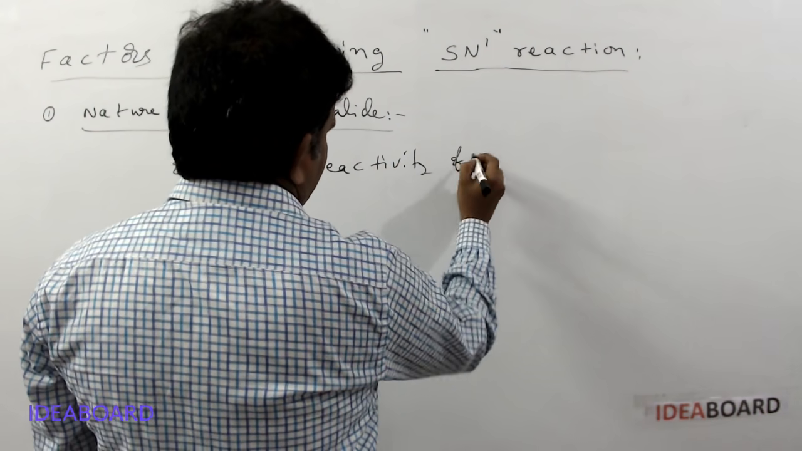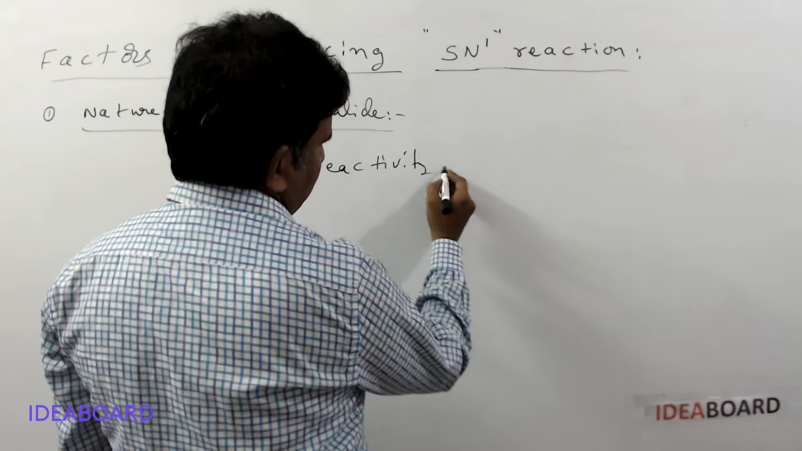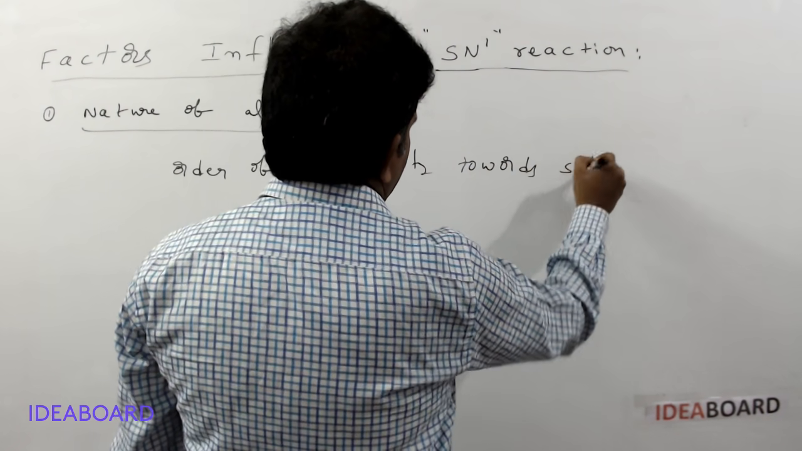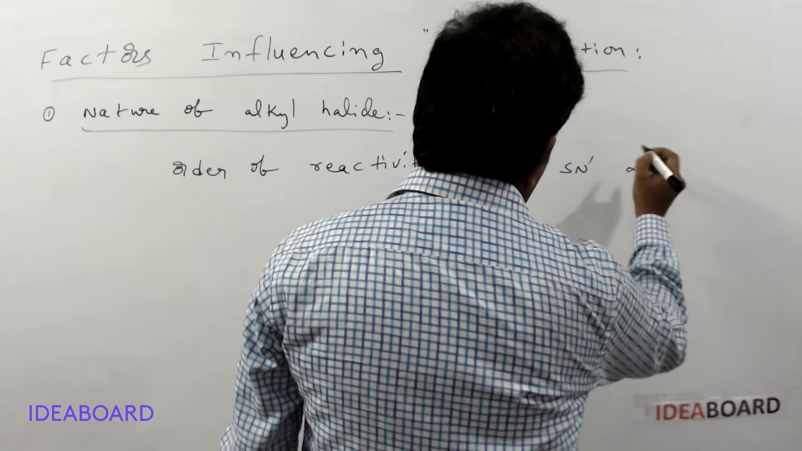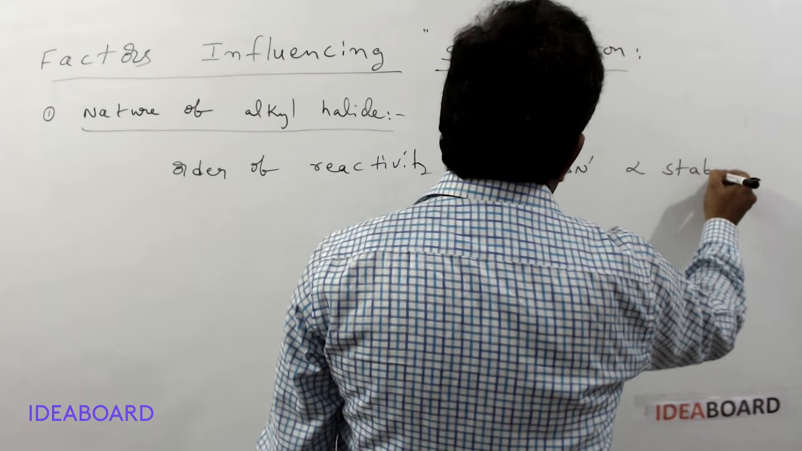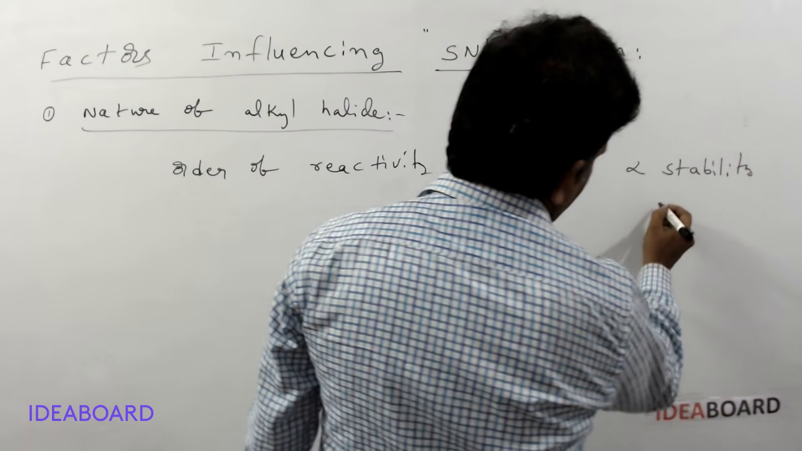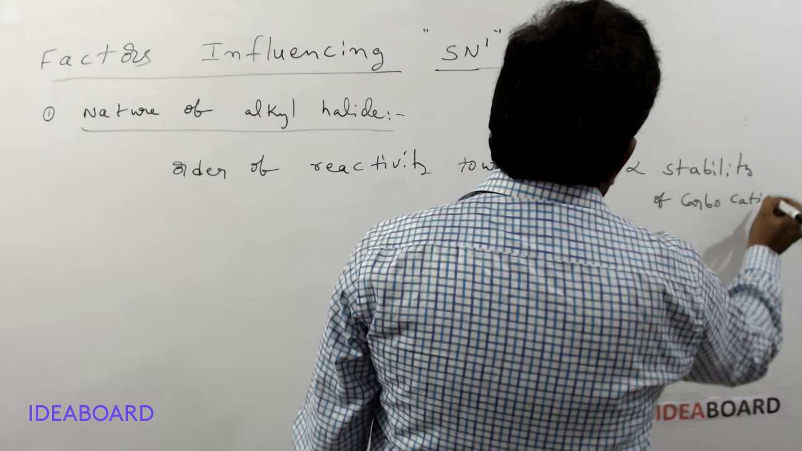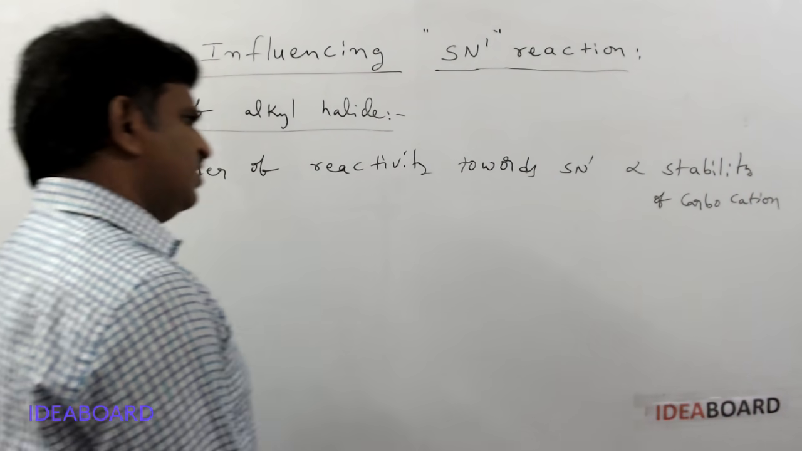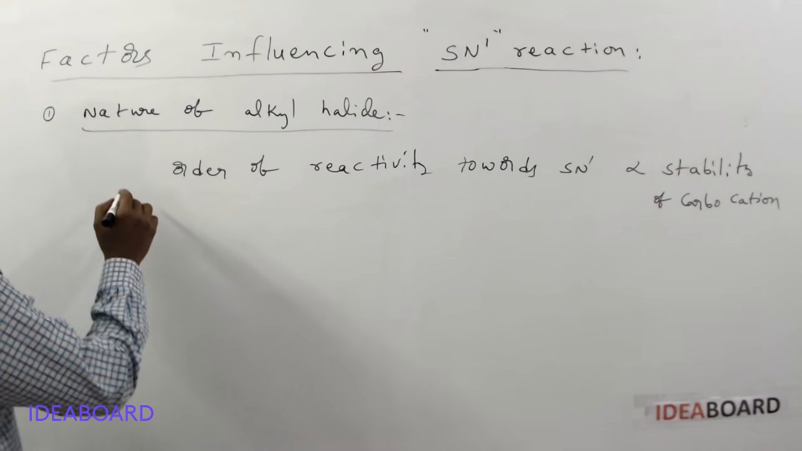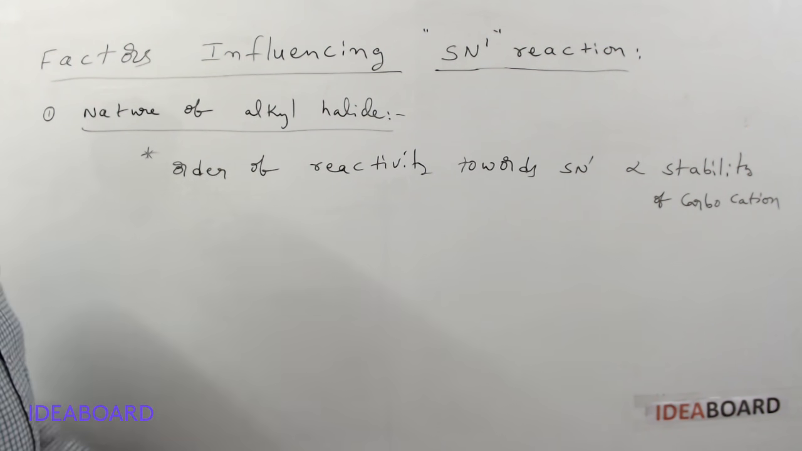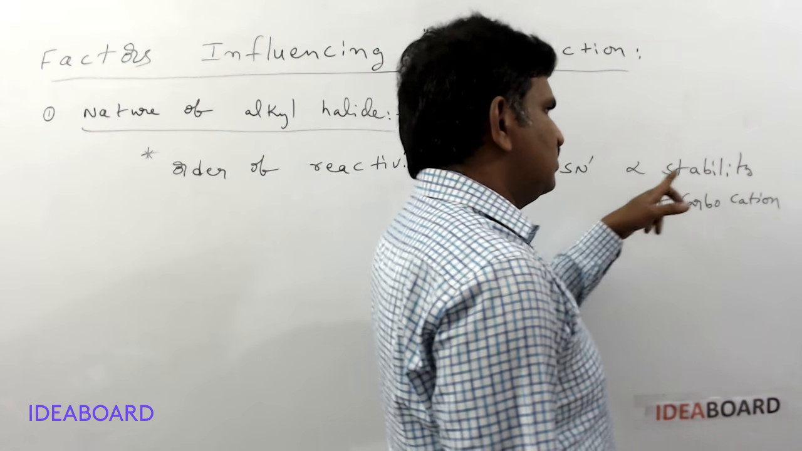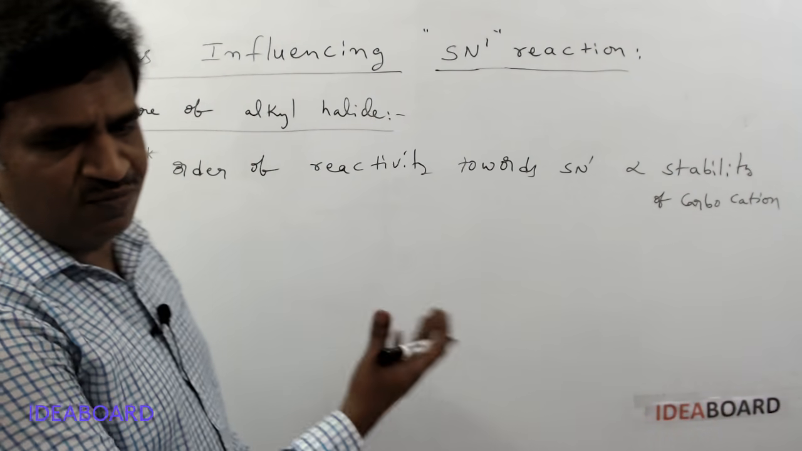The order of reactivity towards SN1 reaction is directly proportional to the stability of the carbocation formed. This is a very important point.